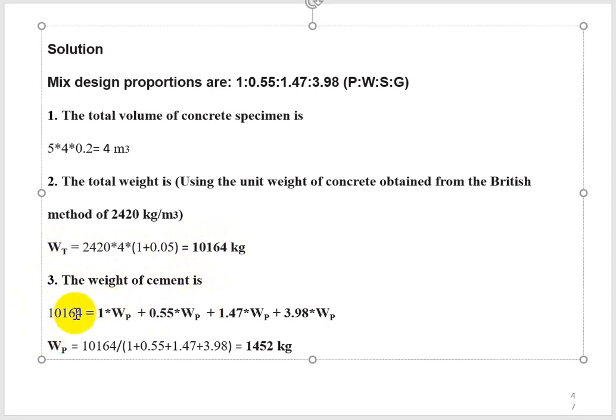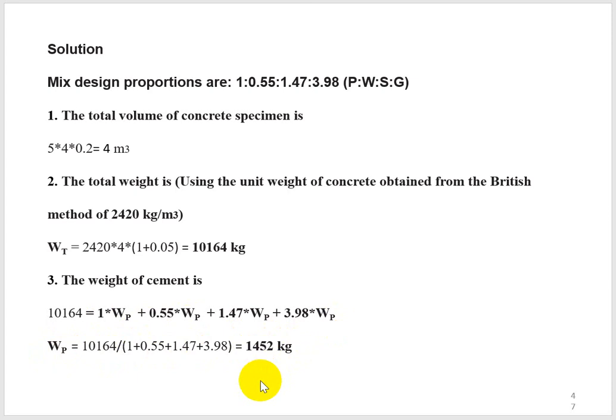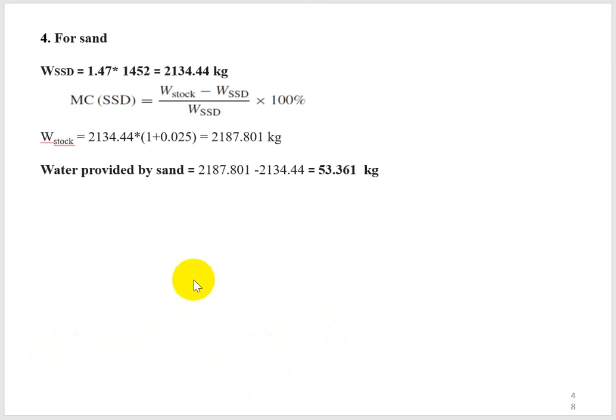So now we calculate the weight of the cement, and once we get it, then everything will be easier to get. So we get all this information in here, and then we get the WP, which is the weight of the Portland cement, and which is 1,452. Okay, so all set now. We have calculated the weight of the Portland cement, so everything should be easier now.